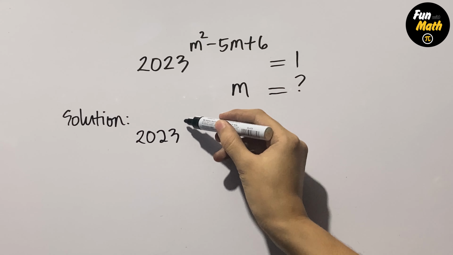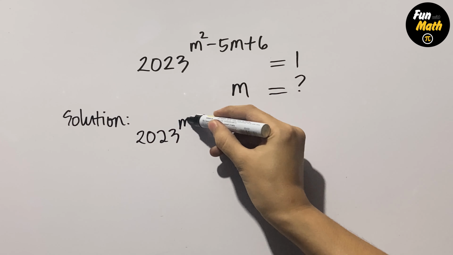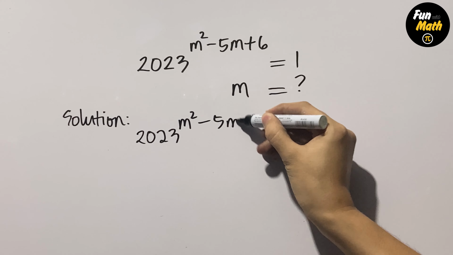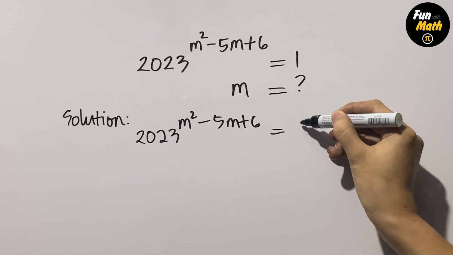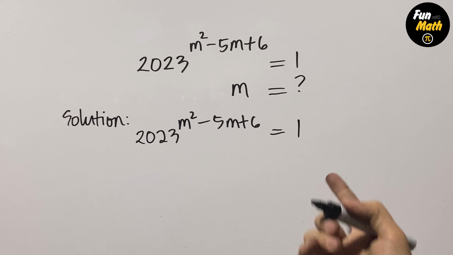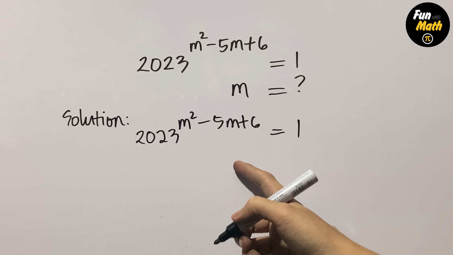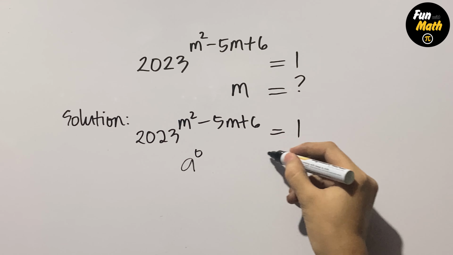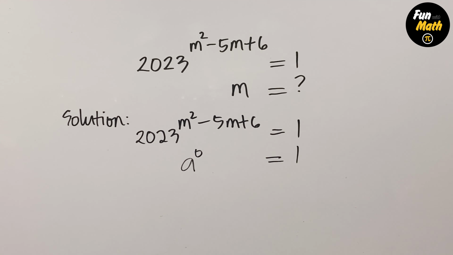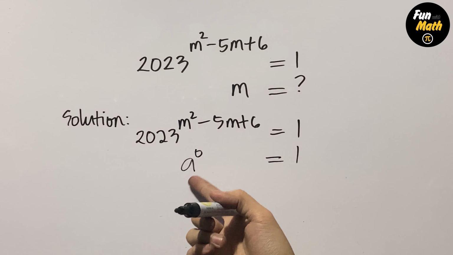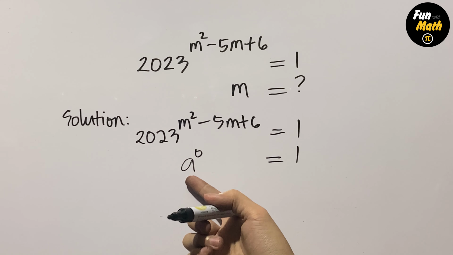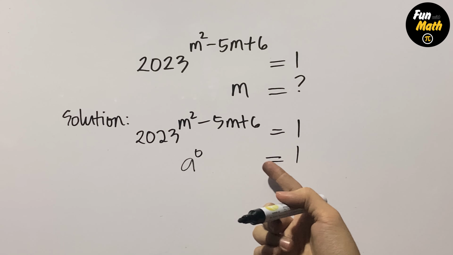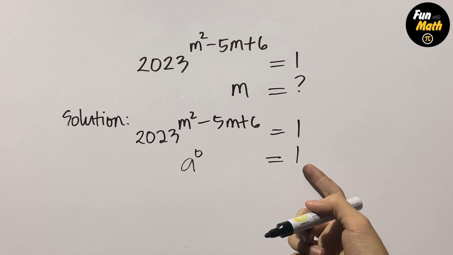2023 to the power of m squared minus 5m plus 6 equals 1. And by solving this problem, we get to know the rule a to the power of 0 is equal to 1. This means that any number that has a power of 0 will always be equal to 1.